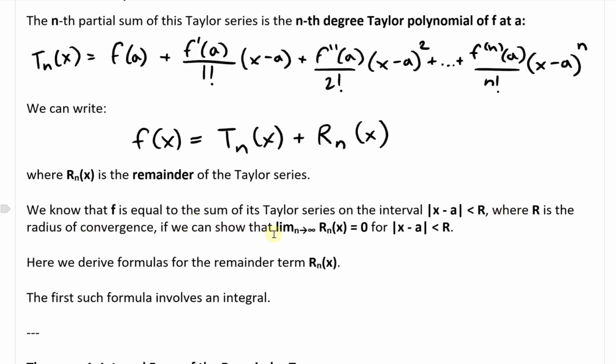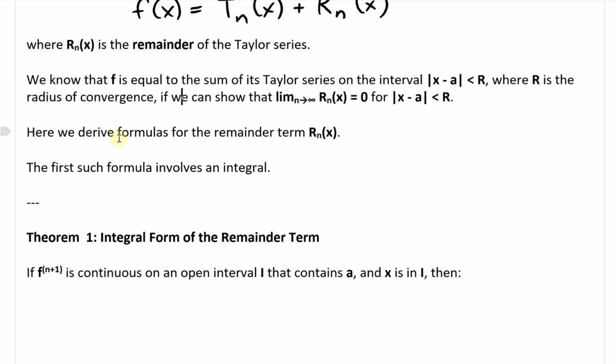This is true if we can show that the limit as n approaches infinity of R_n of x is equal to 0. So if we can show that this remainder goes to 0 as n goes infinitely large, for this domain where the absolute value of x minus a is less than the radius of convergence R. Here we derive formulas for the remainder term R_n of x.